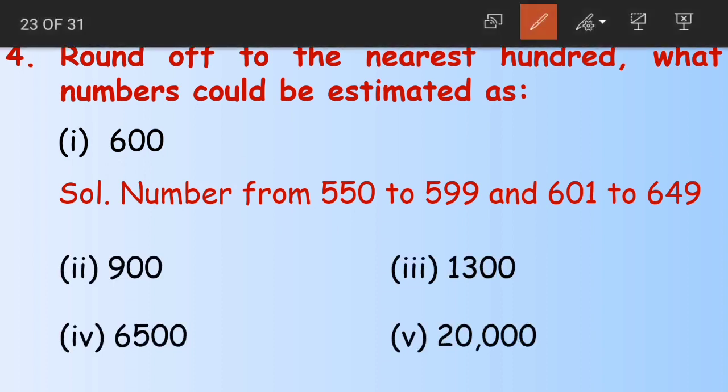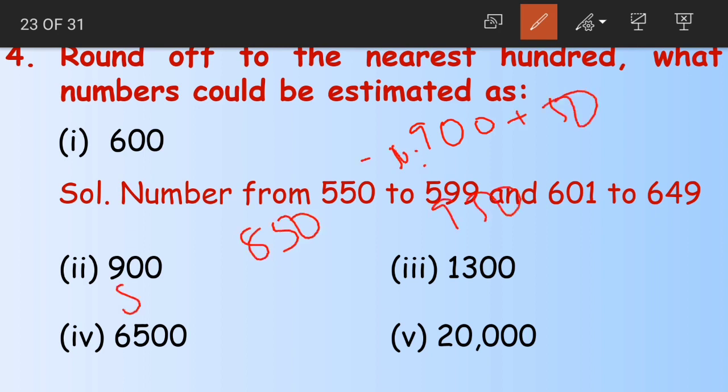Moving on to the second question, 900. Again, which numbers can be estimated as 900? Subtract 50 from it, we get 850, and add 50 to it, we get 950. So the numbers from 850 till 949.